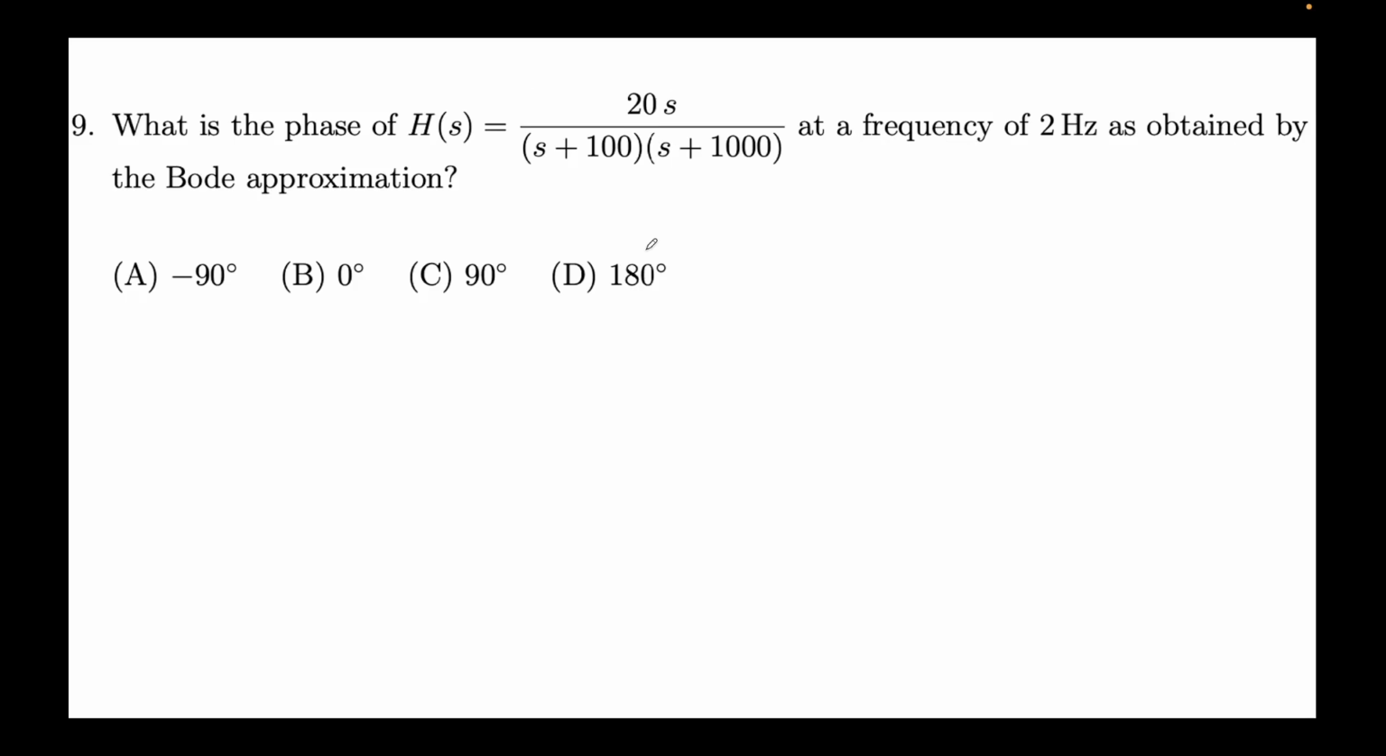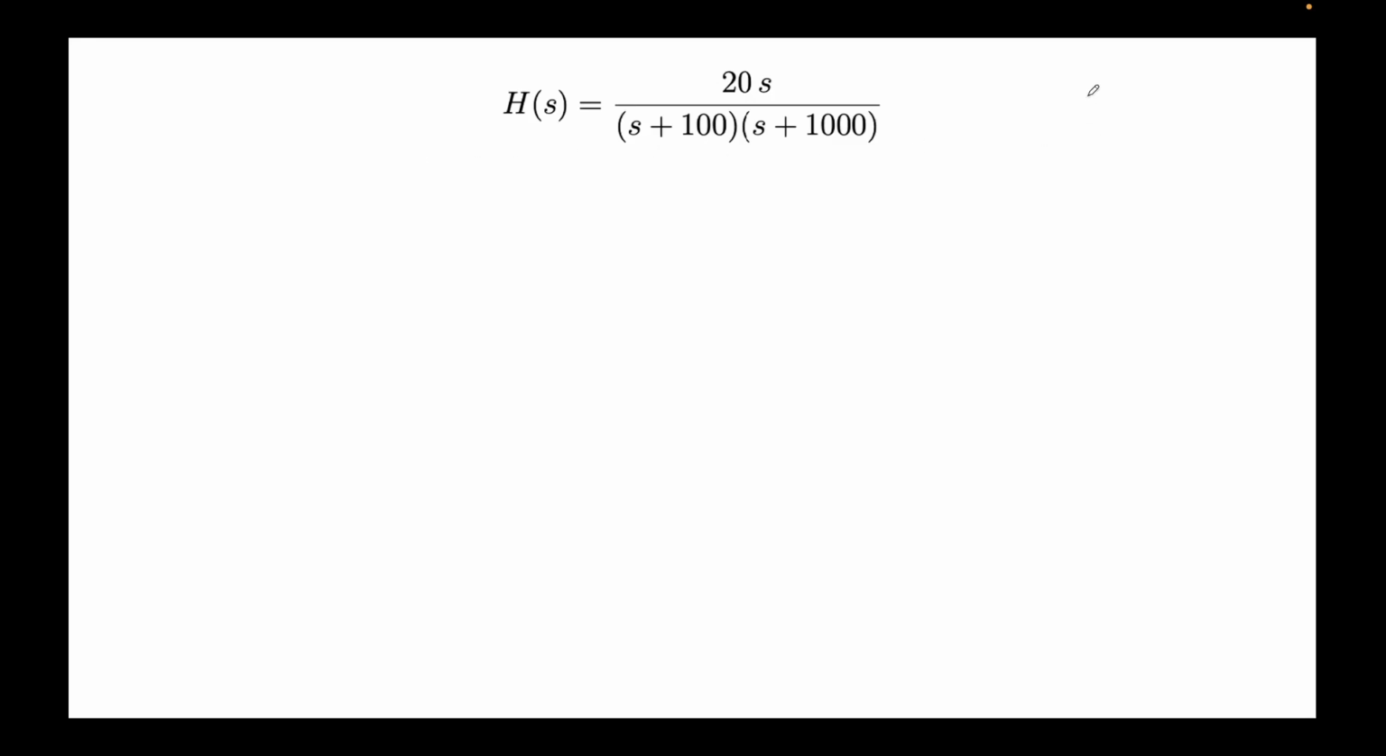So this is the transfer function that is given to us, H(s) = 20s over (s plus 100)(s plus 1000), at a frequency of 2 Hz. We are required to find the phase of it at f equal to 2 Hz.